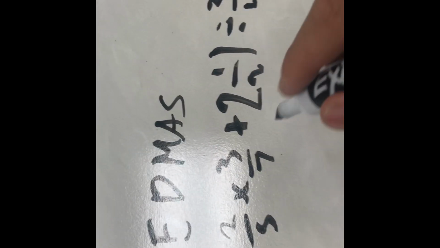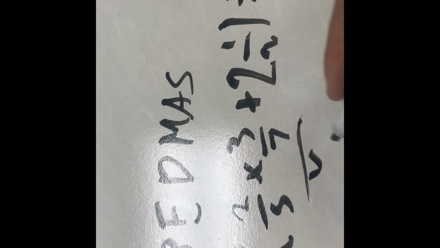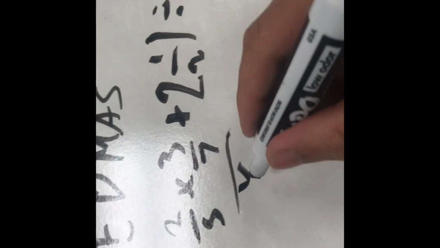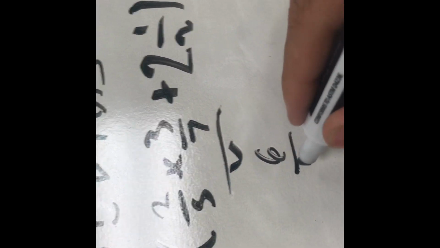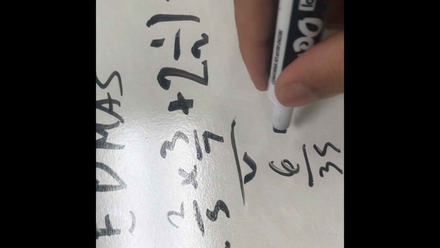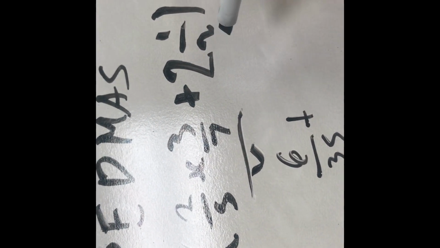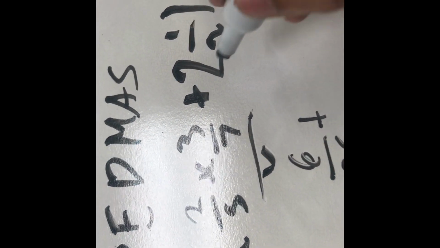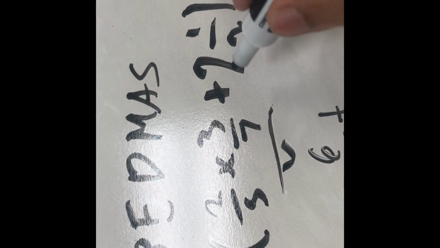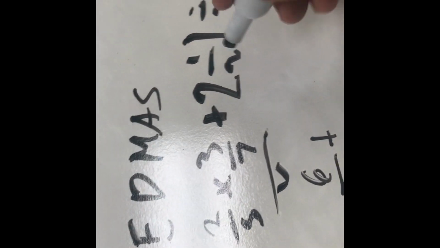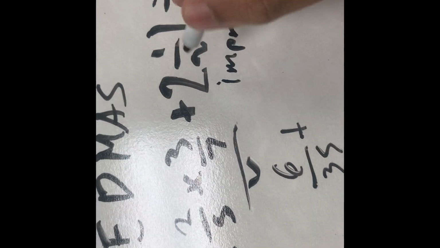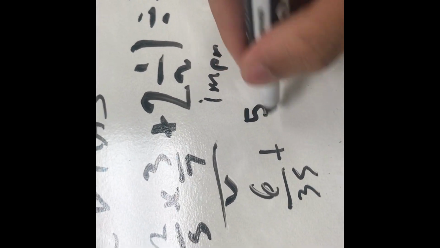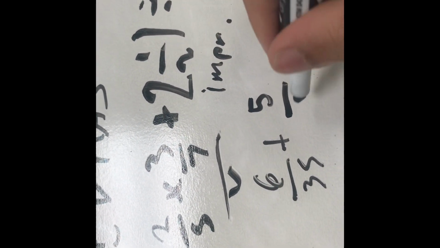Okay, so what do we do here first? Well, we look in brackets and we solve this equation first. So 2 times 3 is 6. 5 times 7 is 35. Now plus, and before we go any further, let's change this to an improper fraction. So this is 2 times 2 is 4, plus 1, 5. So instead, we change this to an improper fraction, and we go 5 over 2.